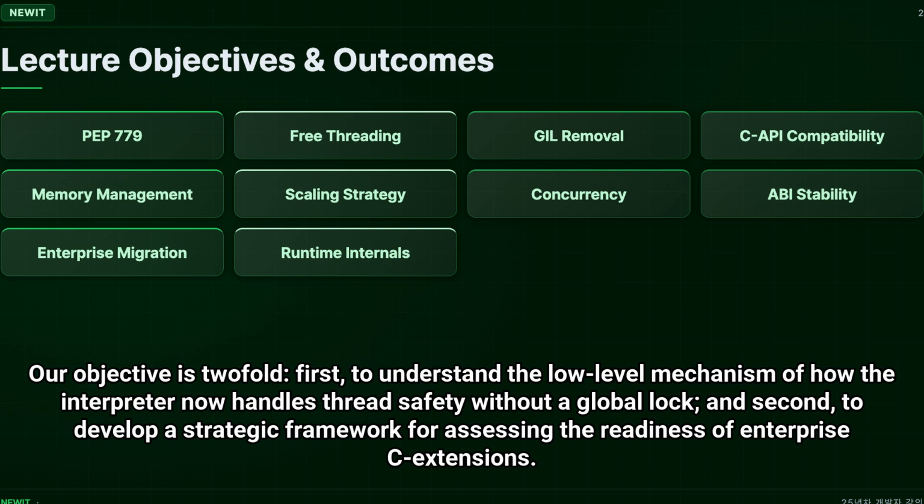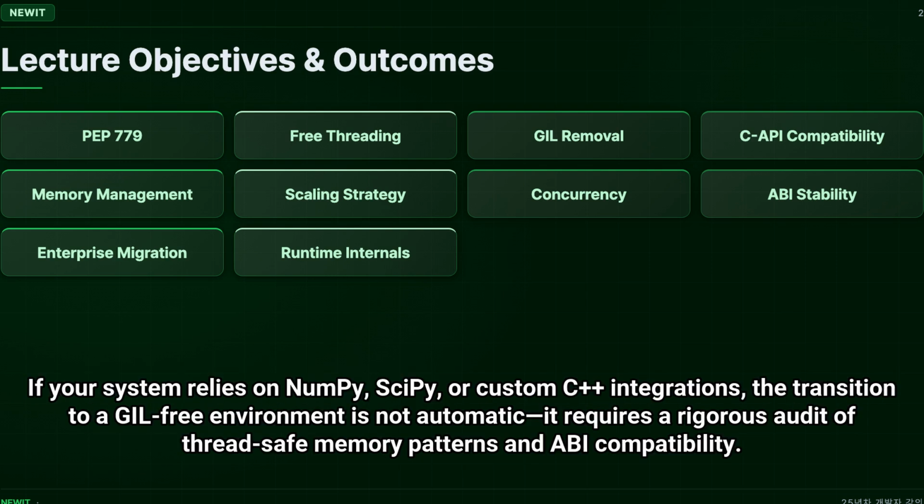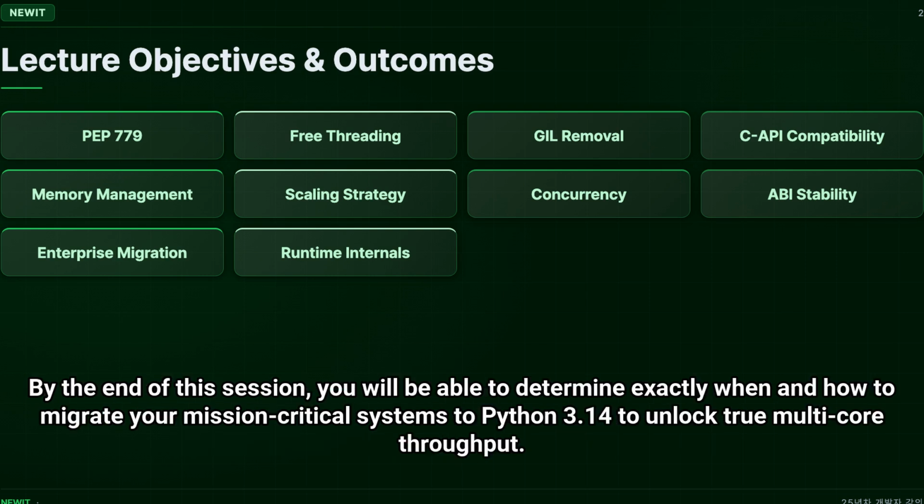First, to understand the low-level mechanism of how the interpreter now handles thread safety without a global lock, and second, to develop a strategic framework for assessing the readiness of enterprise C extensions. If your system relies on NumPy, SciPy, or custom C++ integrations, the transition to a GIL-free environment is not automatic. It requires a rigorous audit of thread-safe memory patterns and ABI compatibility.